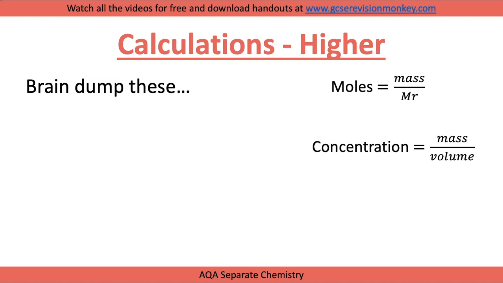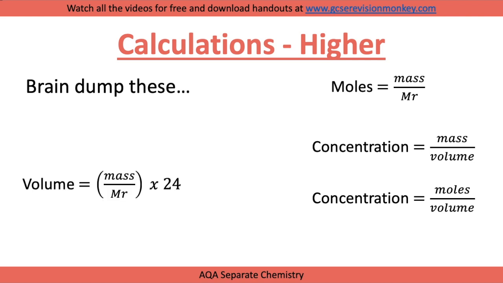Then you've got some concentration equations. The first one is concentration is equal to mass divided by volume, and the second one is concentration equals moles divided by volume, and both of those equations can then link back to the moles equals mass over Mr equation as well. You've got volume is equal to mass divided by Mr times 24, which would be the same as saying volume is equal to moles times 24.